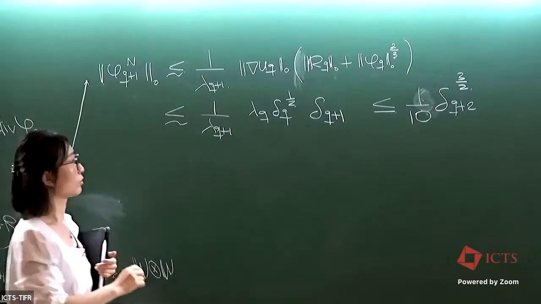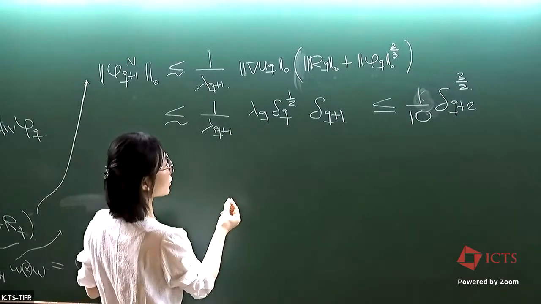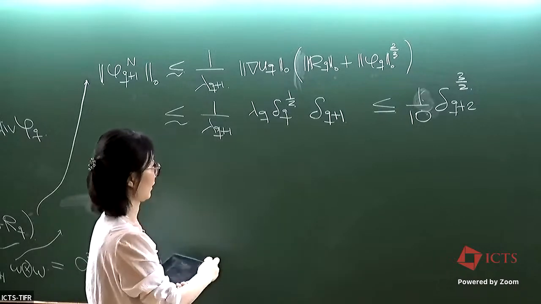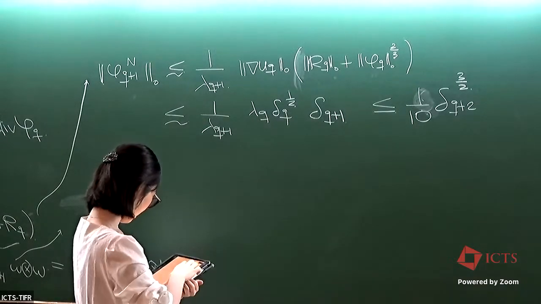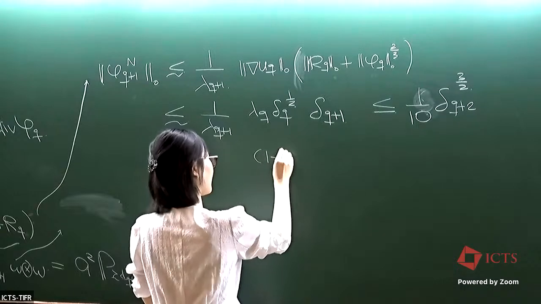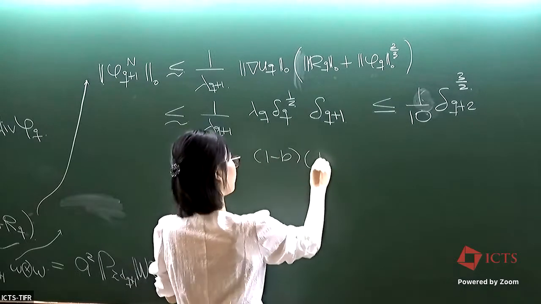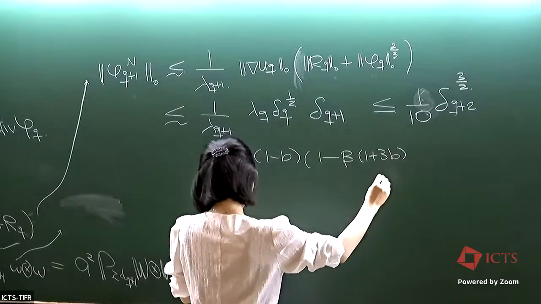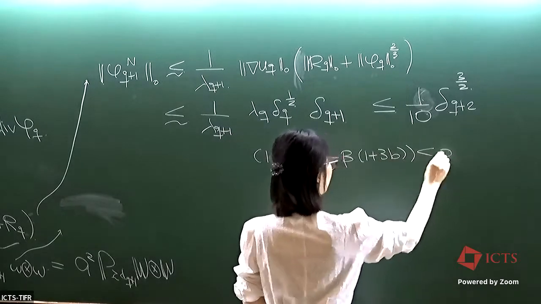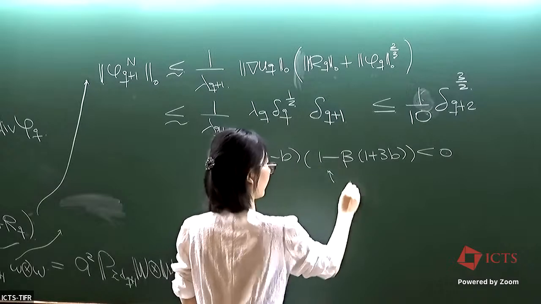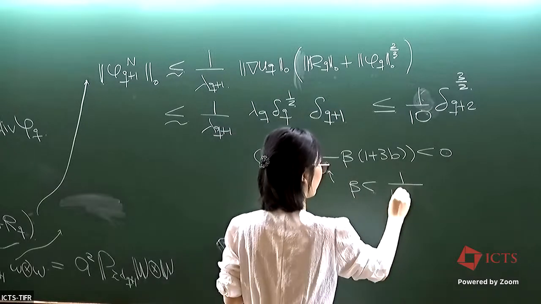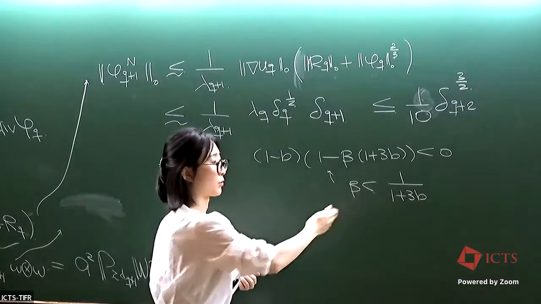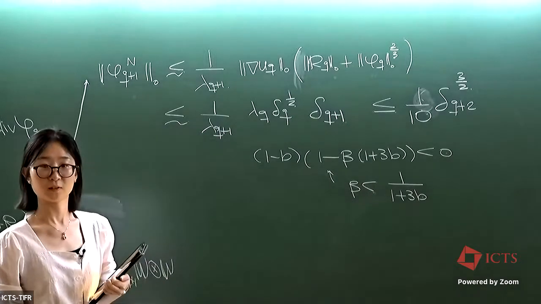And now if you do the computation, you can actually see that, okay, I think I did the computation. In the exponent, this is what you're gonna see. So from here, you get the condition beta is less than 1 plus 3b. So when b is close to 1, you get 1/4.